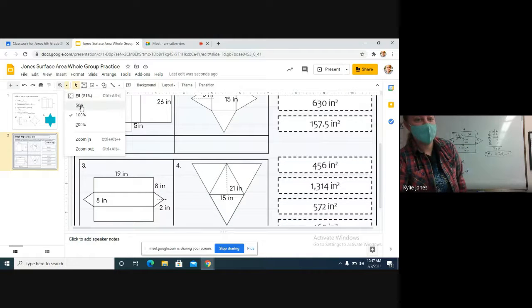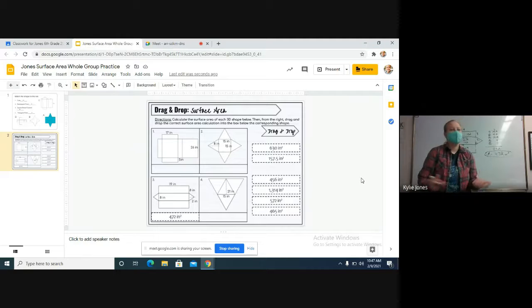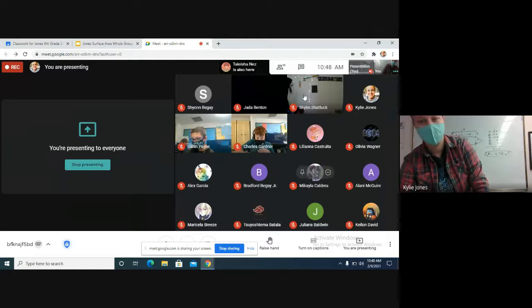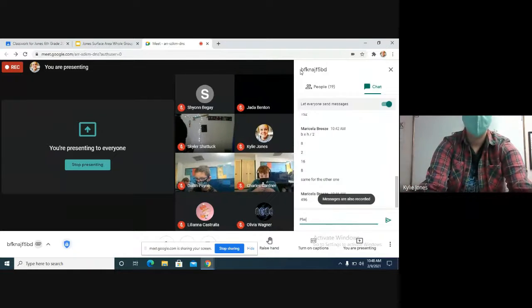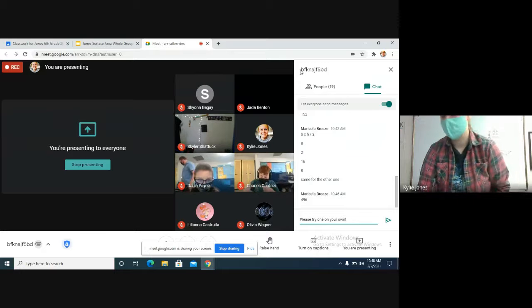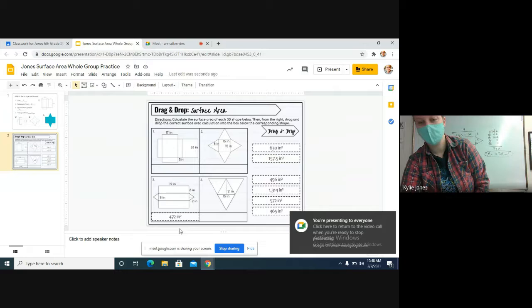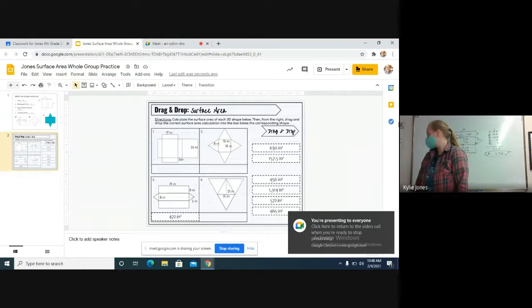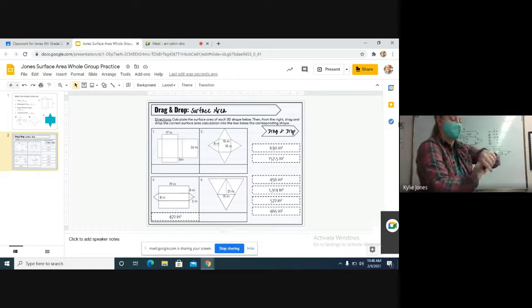So, we only have about 10 minutes left of class. I want you guys to try at least one more. Try one on your own, maybe 2 if you have enough time. But the hardest part of this is making sure you get your dimensions correct. So just make sure you match up the correct lengths and widths and bases and heights. Doesn't matter which one. Try one of them. Okay? Does this make sense? Try one more on your own, please.